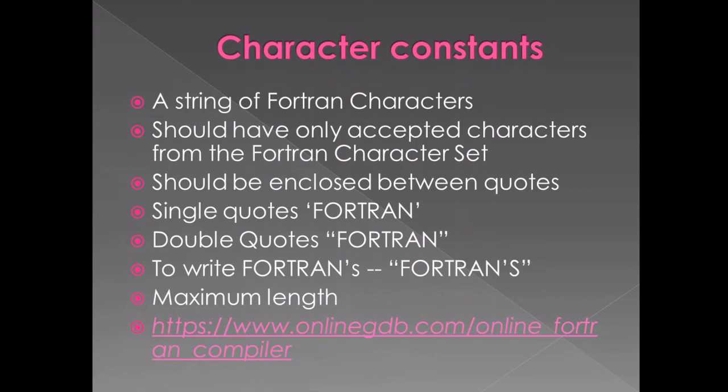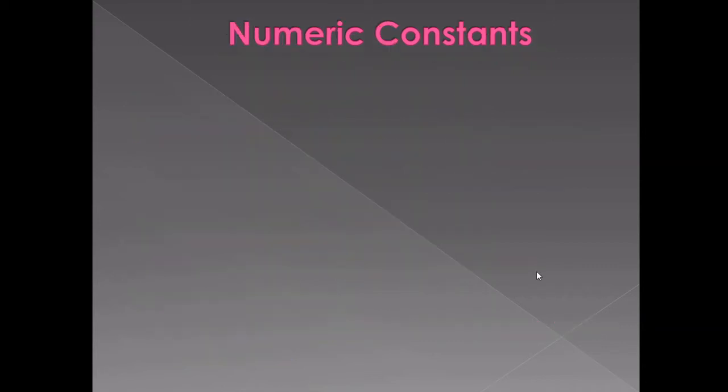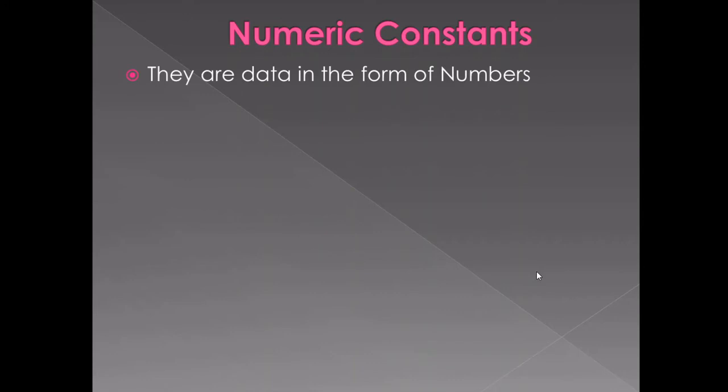Kind of a hands-on practice. So this is about character constants. The next constant that we talked about is numeric constant. What are these numeric constants? These are nothing but data in the form of numbers. I was talking about finding out the average weight of students in the class. So that weight, when we input using a program, will be in the form of numbers. So that is a numeric constant.